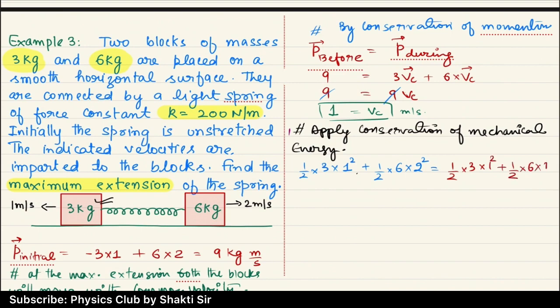So you can solve this equation easily, and once you are done you will get the value x equal to 0.3 meter. This is the value you will get once you solve this calculation. Okay, so this is our answer.